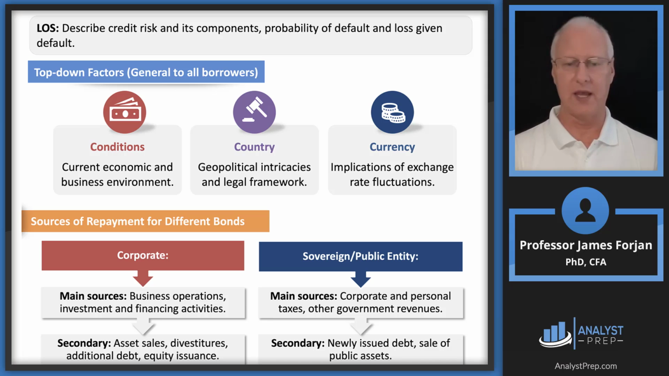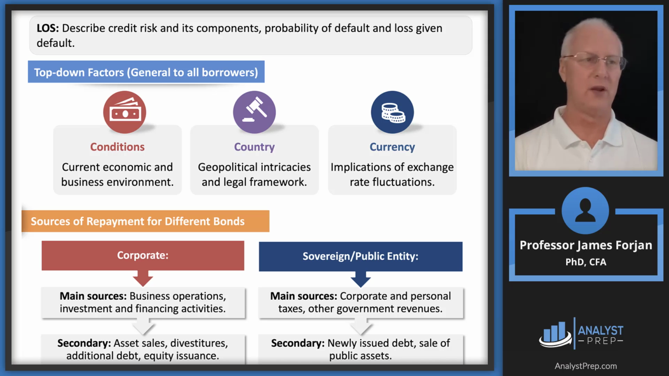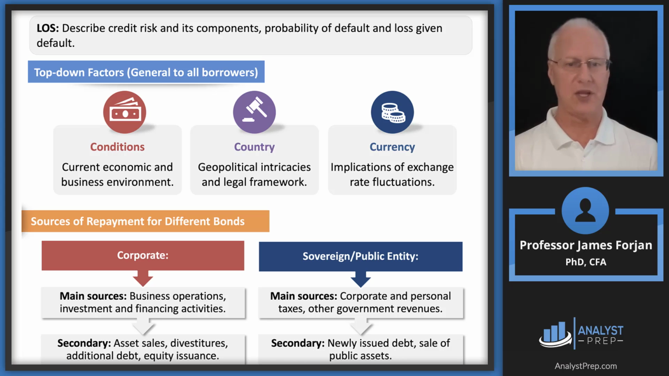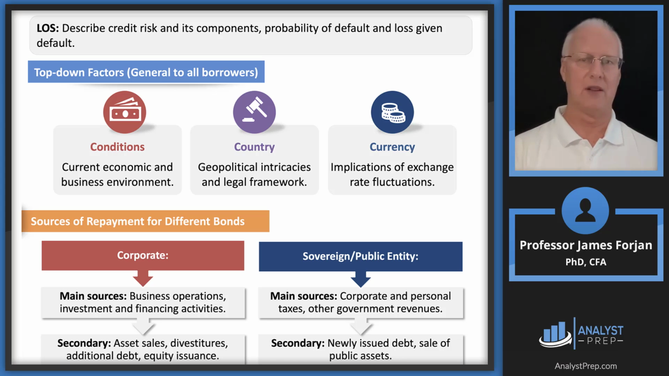Now, secondarily, they can sell their assets. This is not a great idea, although 20 years ago or so, Procter and Gamble sold its Jiffy peanut butter, it sold its potato chips. So Procter and Gamble got out of the food business.